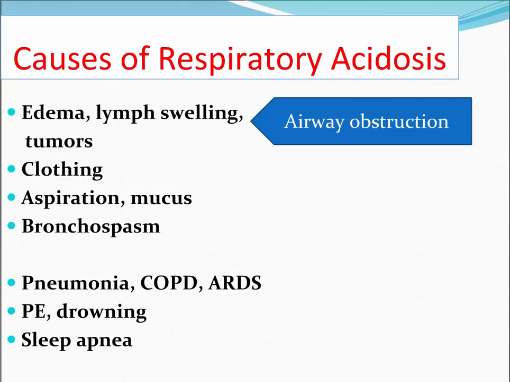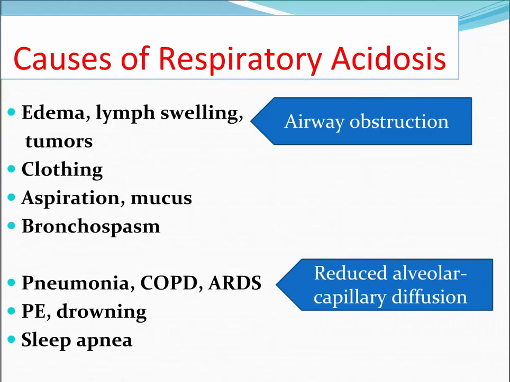I think about real bad tonsillitis. That's certainly a lymph tissue. Also, external clothing being too tight may cause an airway obstruction. And then there's internal mechanisms for airway obstruction, such as aspiration. There could be a mucus plug or excessive mucus present, or bronchospasms. Those are just some examples.